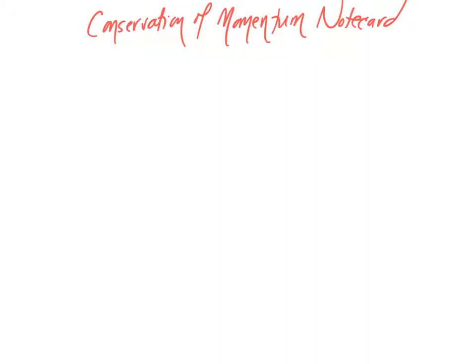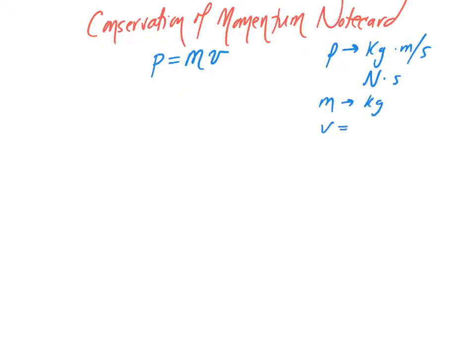All right, what should you put on your conservation of momentum note card? A few things. I would definitely put the equation for momentum. Remember, P is momentum, and it's mass times velocity. If you struggle with units, you might want to make a note that momentum can be either kilograms times meters per second or newtons times second. Mass is, of course, measured in kilograms, and velocity is measured, of course, in meters per second.